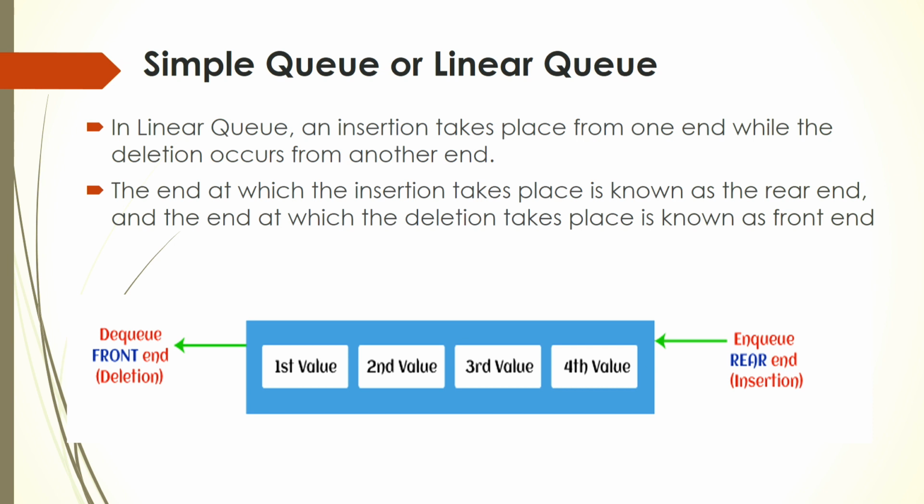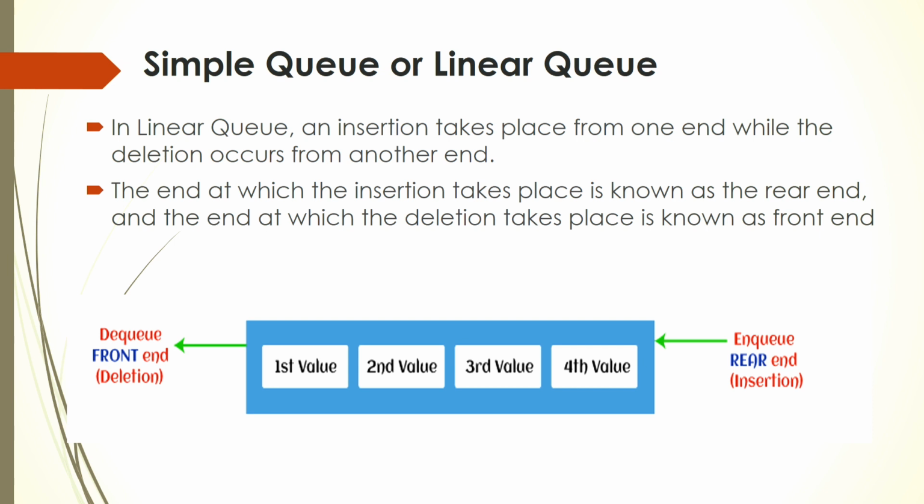So as we can see in the diagram, the first value will be dequeued from the front end, where deletion occurs, and the rear end is where enqueue, or insertion, occurs. In case of a real world example, one person will be going inside this queue, and from the front end each person will get out of the queue. So in this way deletion and insertion occur in case of simple queue or linear queue.